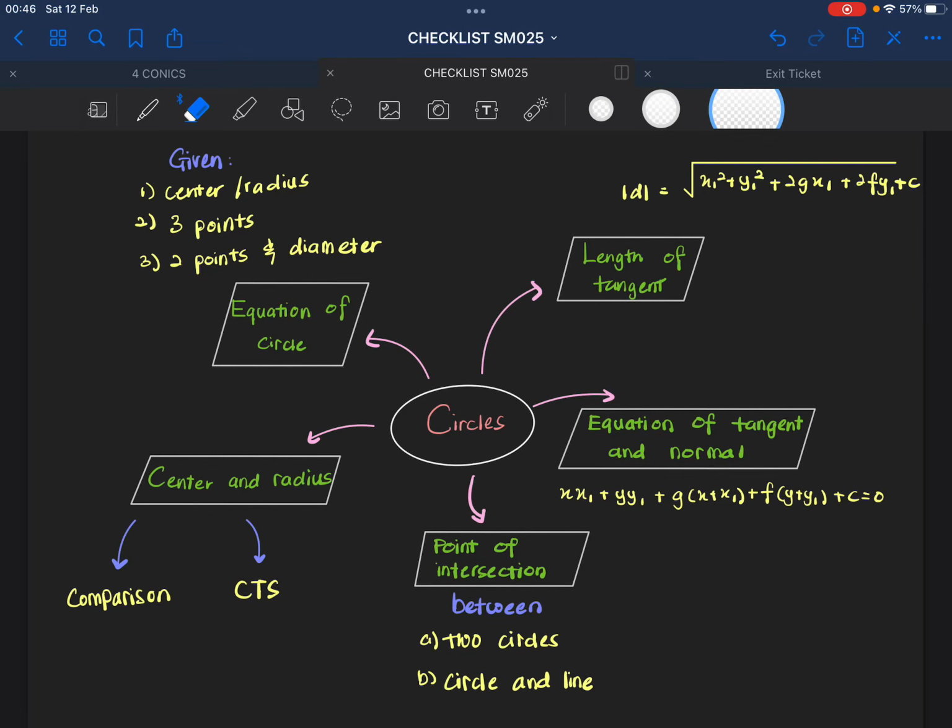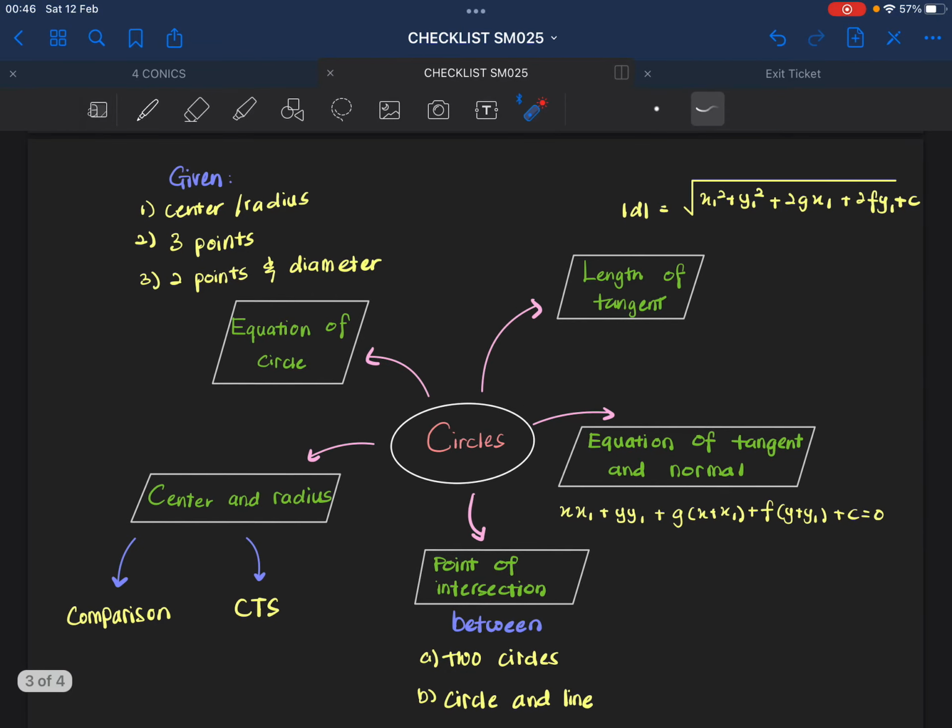So let's see the next part for circle, where we are going to find the center and radius. We have already seen how to find the equation of a circle given all of these things. The next part is finding the center and radius, which means the equation of the circle is given to you. The method that we are going to use is comparison and completing the square.